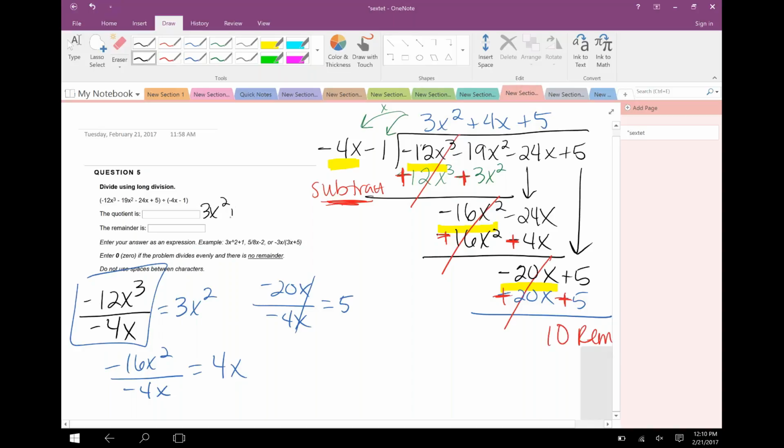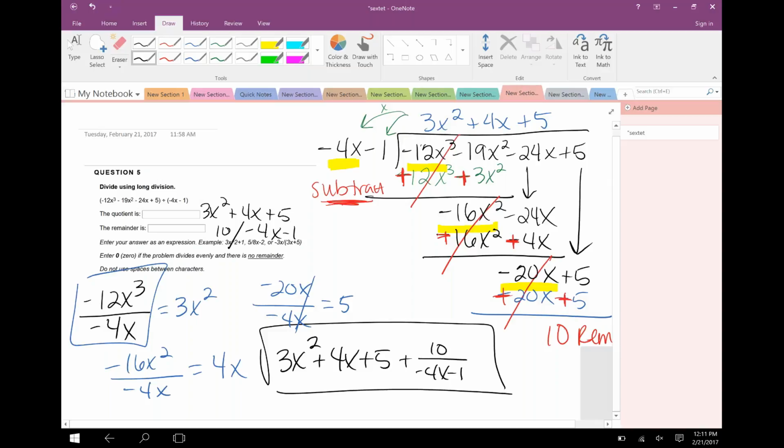So the quotient is 3x squared plus 4x plus 5, and the remainder is 10 over the divisor, negative 4x minus 1. This is how we write it if we were actually writing on paper: 3x squared plus 4x plus 5 plus 10 over the divisor. But remember, the remainder is actually this number here over the divisor.